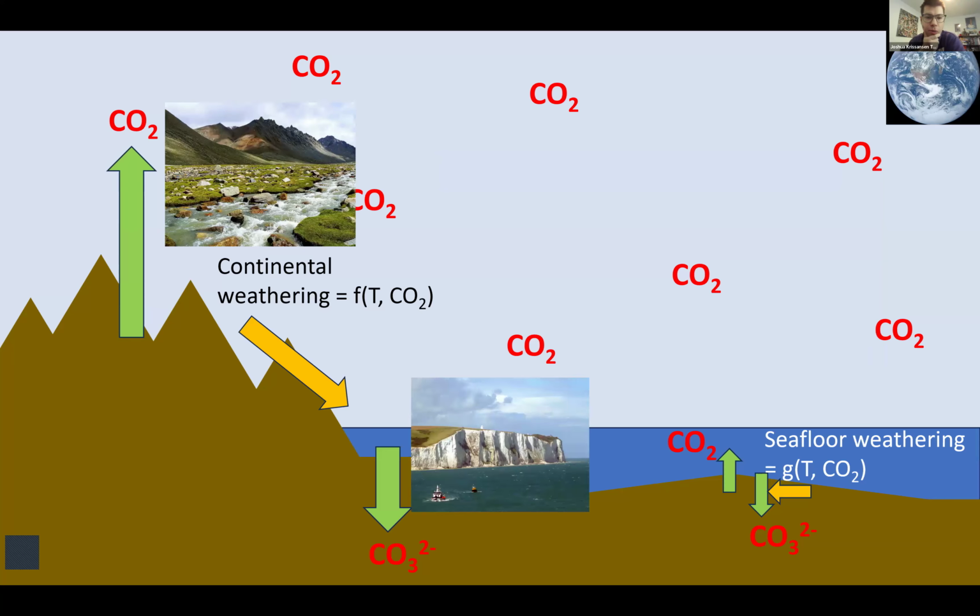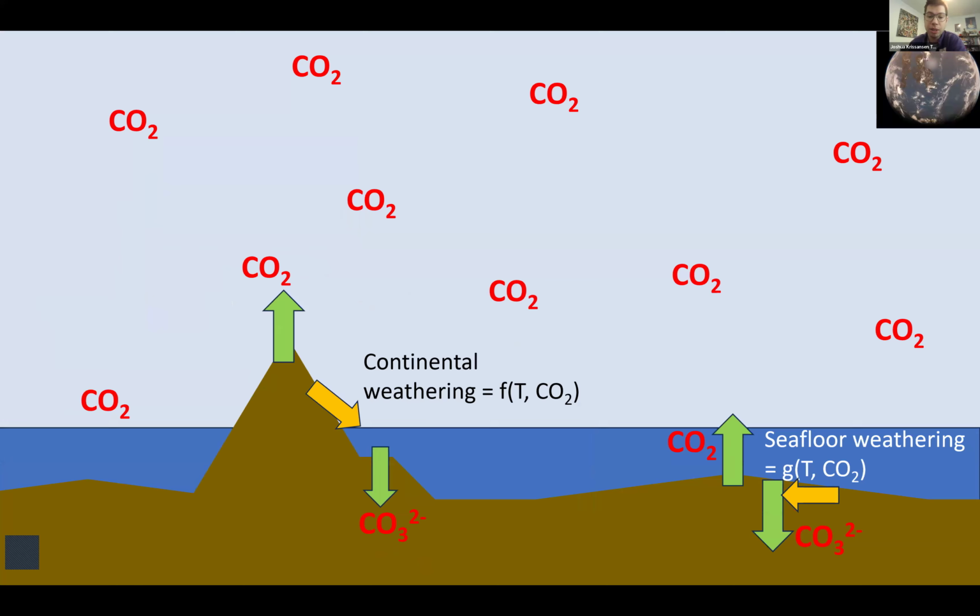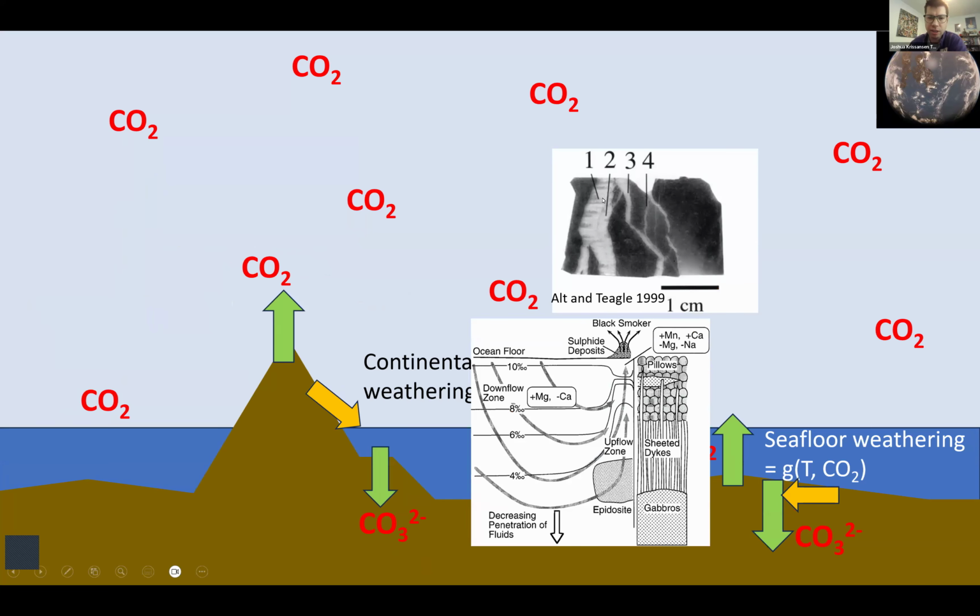Now, as I previously alluded to, we generally think of this weathering thermostat as happening on the continents, but there is a similar set of processes happening in the seafloor, in oceanic crust, where seawater percolating through the crust can dissolve surrounding rock, releasing cations that then precipitate carbonate in the pore space. So you can get these veins of carbonate as a consequence of circulation of seawater through oceanic crust.